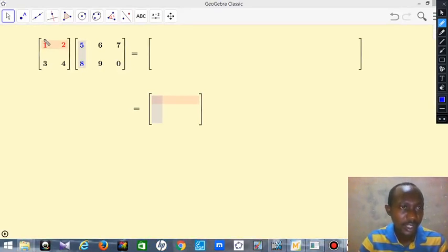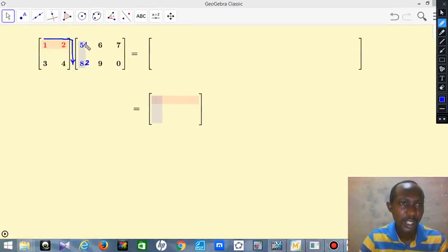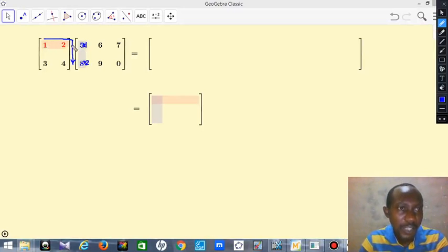So what it means is that this number is going like this and coming down like this. Let me put the arrow head. So 1 is going to be here, then 2 is going to be here. Then you are going to multiply them. Take note. When you move this first row like this and come down, 1 will multiply 5, 2 will multiply 8. So that's how we do multiplication of matrices.